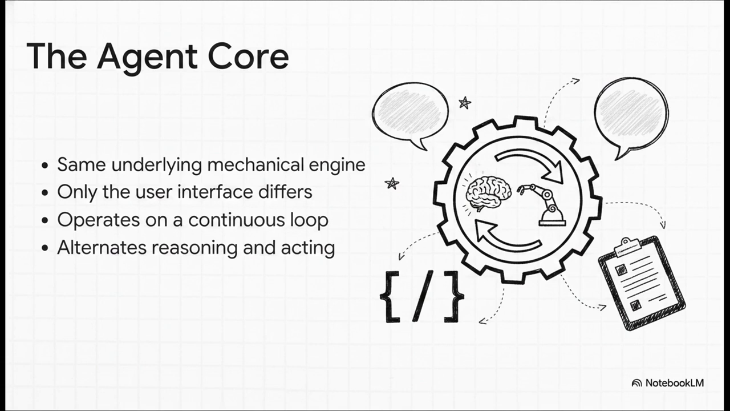Once you strip away the chat windows and the specific data they look at, every single one of those agents relies on the exact same underlying mechanical engine. Literally, the only thing that truly differs is the user interface and the specific external tools they are allowed to use. At their core, they all operate on a continuous, cyclical loop that alternates between thinking and doing.